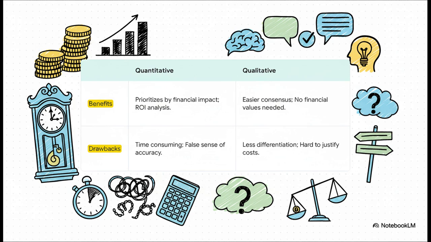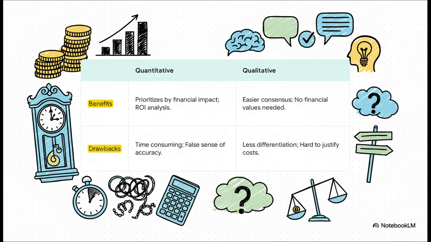On one hand, you have quantitative assessment. This is all about the numbers, the dollars and cents. It's fantastic for figuring out which risks will cost you the most money and for justifying why you need to spend money on security. The downside? It takes a lot of time and can sometimes give you this false sense of precision. On the other hand, we have qualitative assessment.